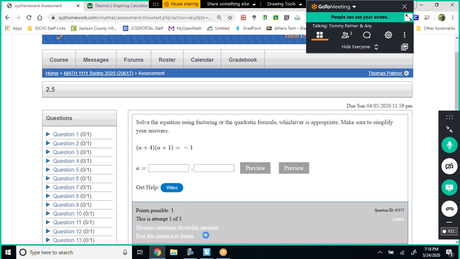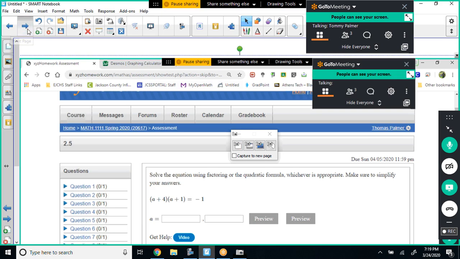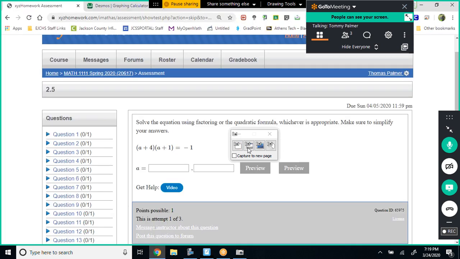For this one? Yeah, this thing's about to take a picture of the whole screen, so give it just a second. I don't need it to do that, but sometimes it does that. So, there we go.